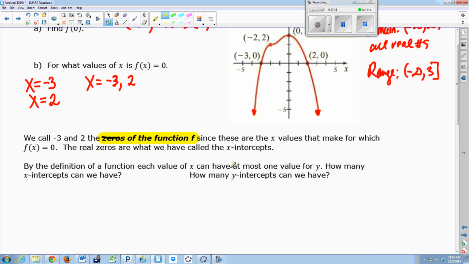Okay, so by definition of a function, each value of x can have at most one value of y. So how many x-intercepts can we have and how many y-intercepts can we have? Anybody want to take on either one of those questions and explain why? Isabel? So Isabel's claiming that you can only have one y-intercept, and why is that? No pun intended.